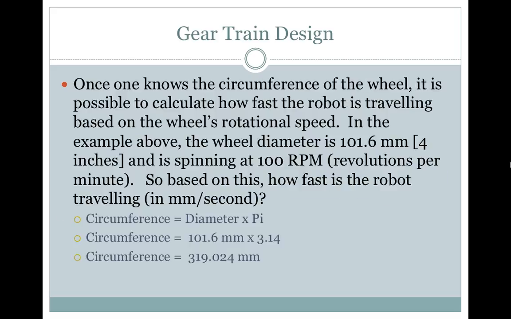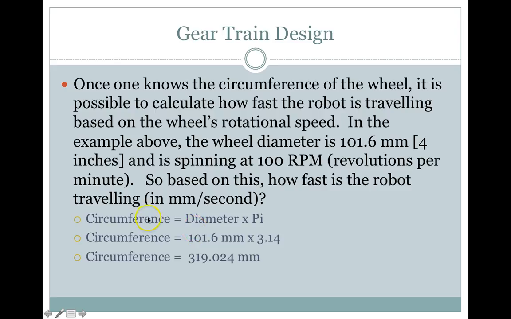Once one knows the circumference of the wheel, it is possible to calculate how fast the robot is traveling based on the wheel's rotational speed. In the example below, the wheel diameter is 101.6 millimeters, or 4 inches, and is spinning at 100 revolutions per minute. So based on this, how fast is the robot traveling in millimeters per second?